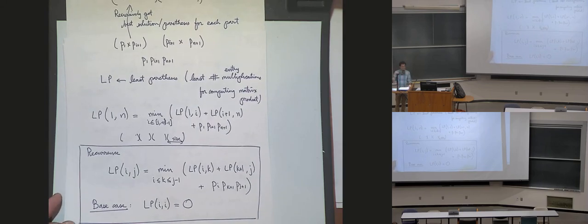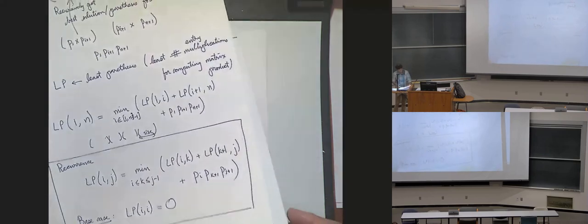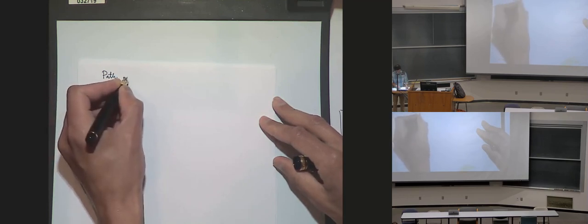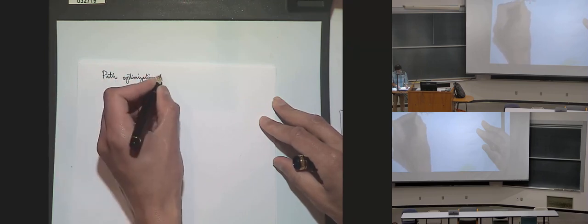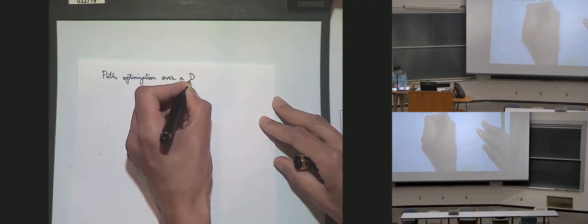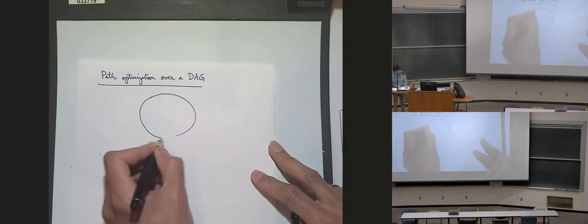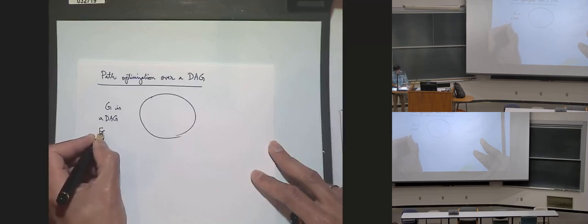I'm going to do one last example, and unfortunately this is a more abstract example. But what it does is it sort of covers all possible dynamic programs in some way. It turns out that there's a problem which I'll just refer to as path optimization over a DAG. So you have this problem where G is a DAG, and let's say edges have weights.